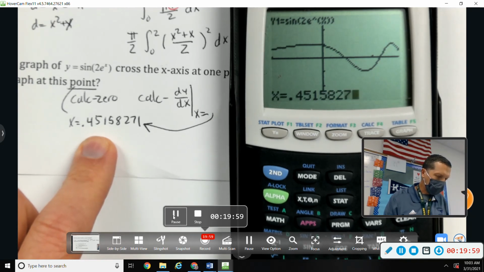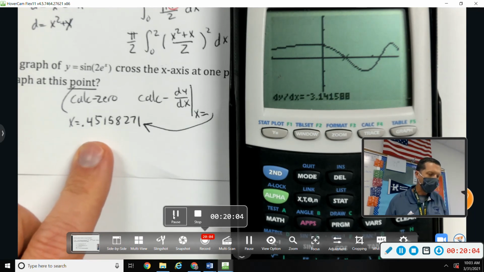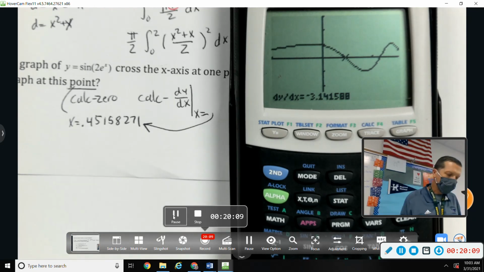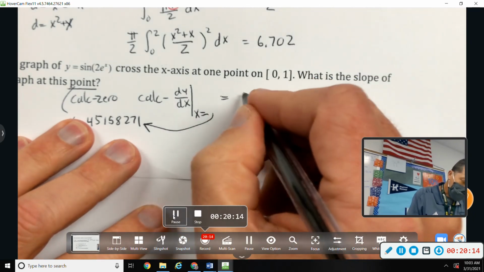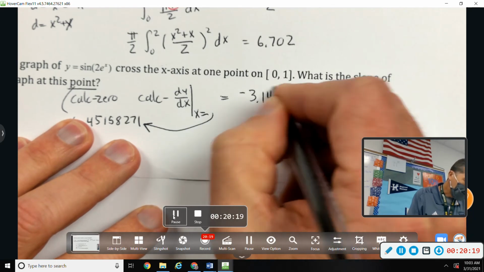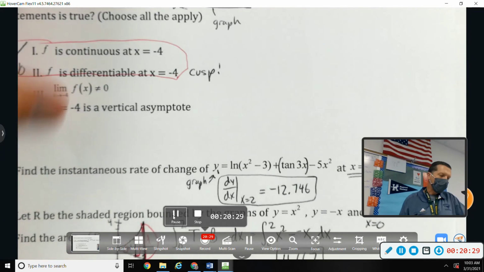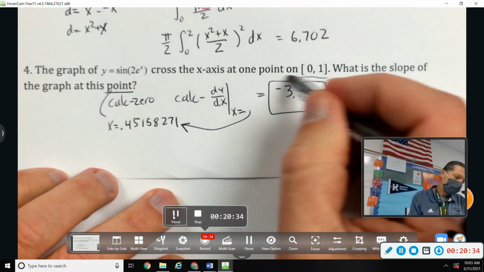0.4515827. Again, that's probably overkill to get it accurate to 3 decimal places, but I know it'll be good. Negative 3.14159, that's pi. Negative 3.142 is the slope at that point. I don't know for sure that that's pi, but I'm guessing something happened where that turned out to be pi. But this is a decimal question on the calculator part of the test, so I don't need to worry about it. There's my answer.